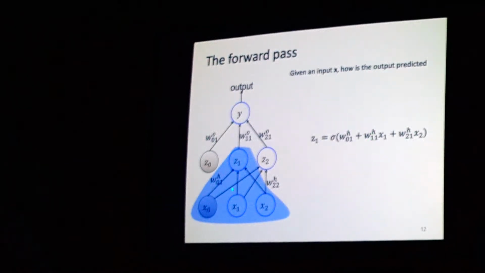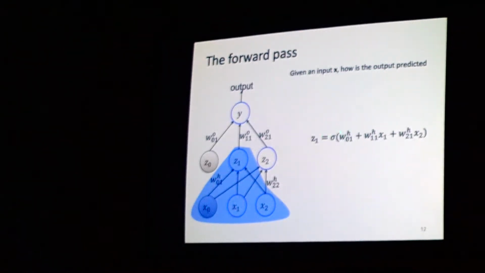W11H times X1, and then plus X2 multiplying the weight on the edge connecting to Z1. The weight on this edge is denoted by W21H: starting node 2, ending node 1, hidden layer is the target layer. So you finish the first step. You just do a linear combination of the input neurons weighted by the weights on the edges connecting to Z1. And then you need to apply an activation function.